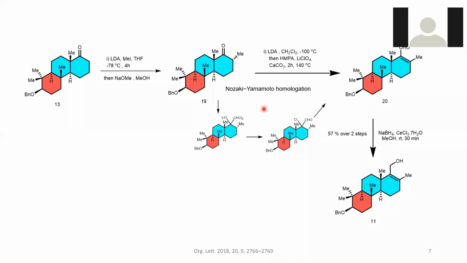Sir, in the Nozaki-Yamamoto homologation, what is the use of lithium perchlorate, LiClO4? Actually, I tried to find the mechanism of this reaction. I also contacted the main author of this article. Even he said that this reaction goes with a carbene insertion step, and they don't actually know what is happening in this step. Looks like a Reimer-Tiemann reaction, maybe. Yes, I think so. I have made these two intermediates to the best of my knowledge. I don't know whether they are correct intermediates or not, but this reaction most probably proceeds in this manner.